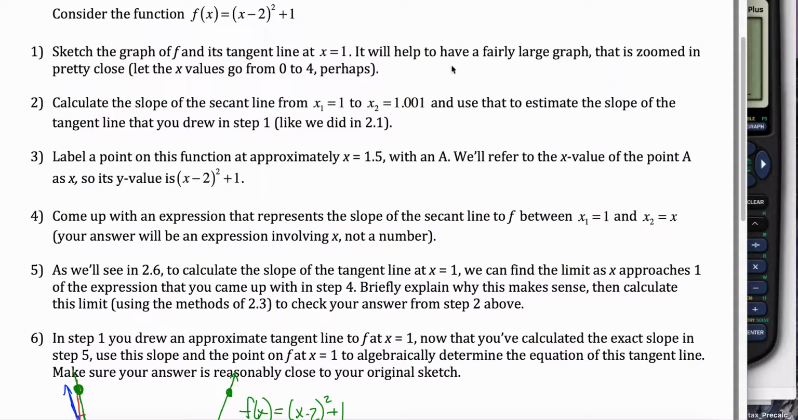So step 1, sketch the graph of f and its tangent line at x equals 1. It'll help to have a very large graph that is zoomed in pretty close. Let the x values go from 0 to 4 perhaps. Fine. Calculate the slope of the secant line. Calculate from x equals 1 to x equals 1.001. And use that to estimate the slope of the tangent line that you drew in step 1.